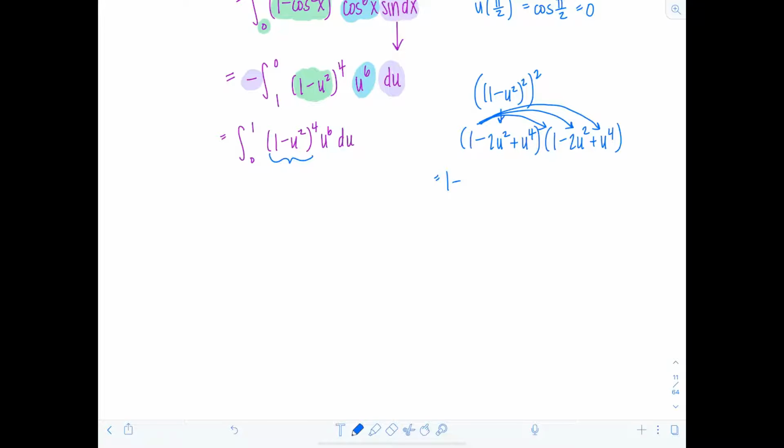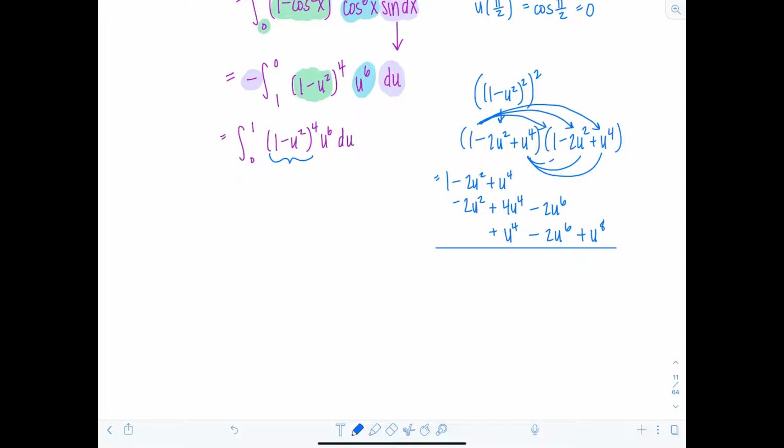So we have 1 minus 2u squared plus u to the 4th. Then distributing the negative 2u squared, negative 2u squared plus 4u to the 4th minus 2u to the 6th. Stack it this way so your like terms are already all near each other, right? Plus, and then now I'm going to distribute the u to the 4th. So I have u to the 4th minus 2u to the 6th plus u to the 8th.